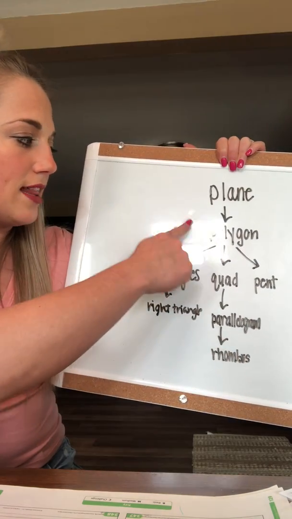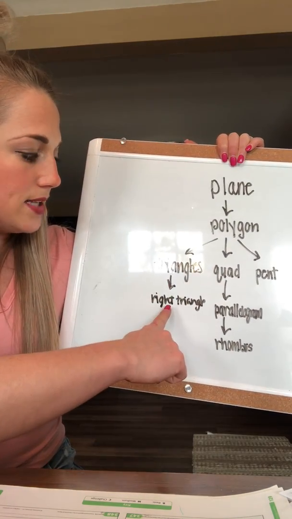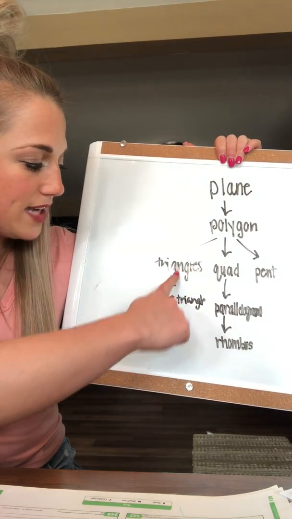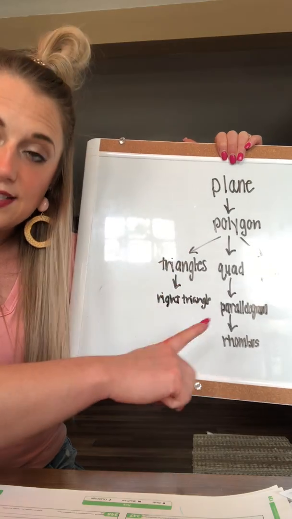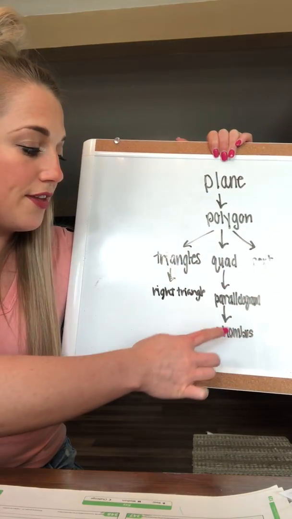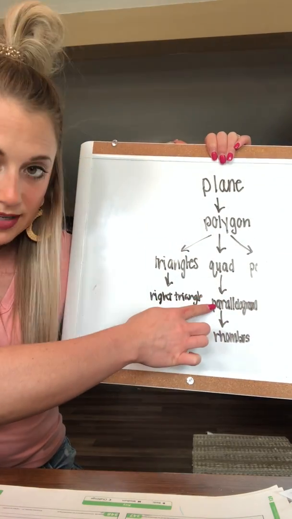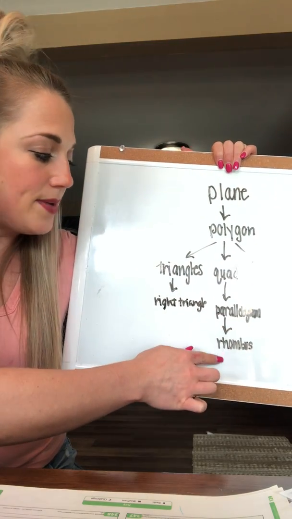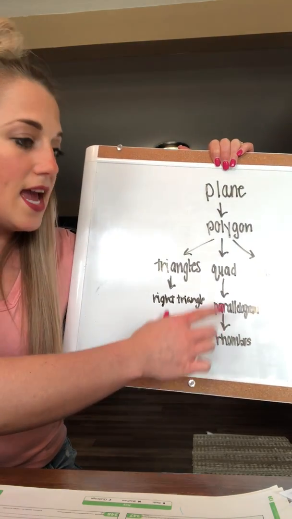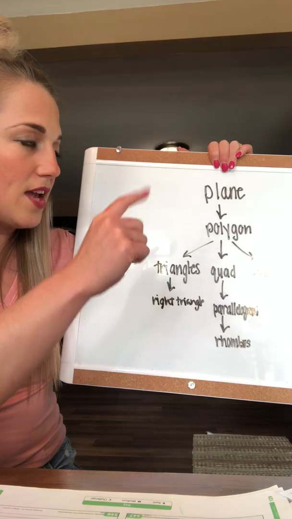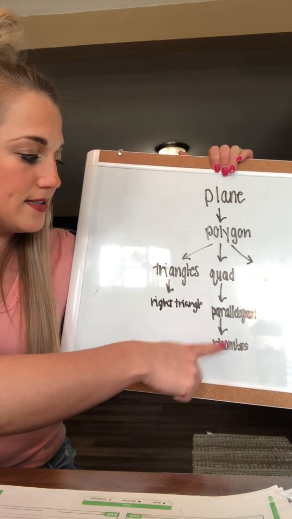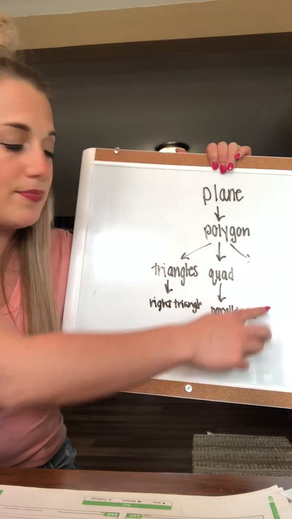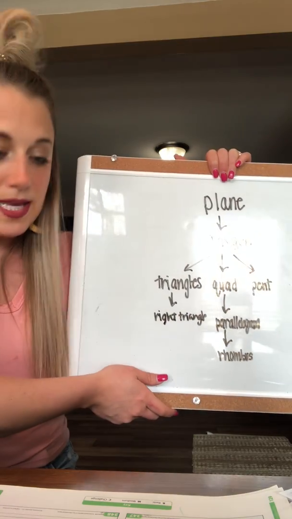I think we also said that like circle would be over here. Anyways, a right triangle is a type of triangle. A parallelogram, 2 sets of parallel, is a type of quadrilateral. And then a rhombus is a type of parallelogram because the rhombus has the equal sides and opposite equal sides, all 4 sides the same length, and 2 sets of parallel. And then there's no types of pentagon.